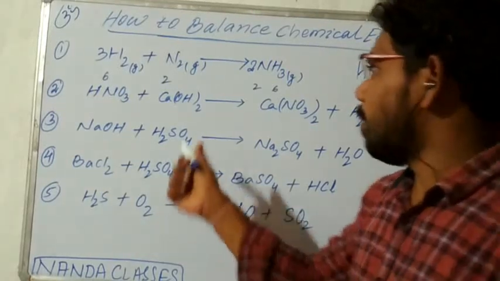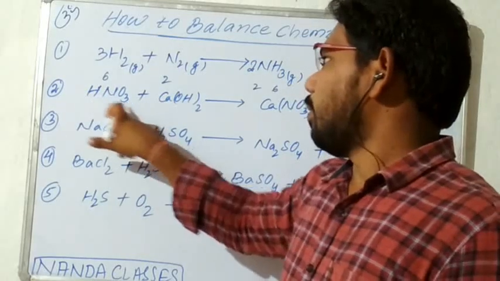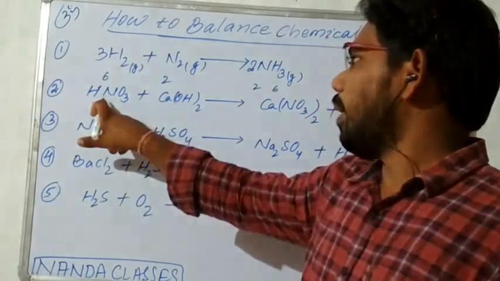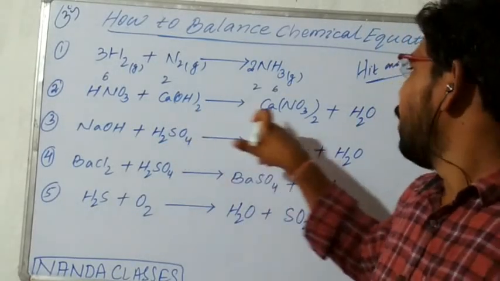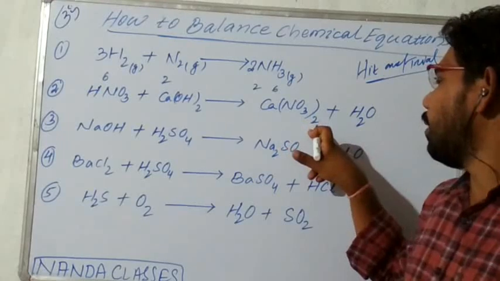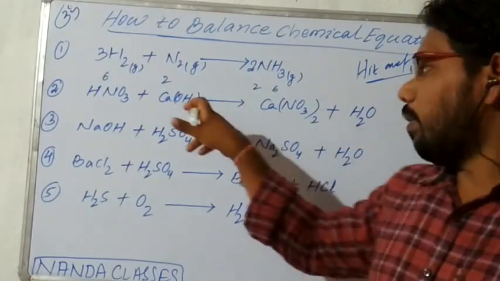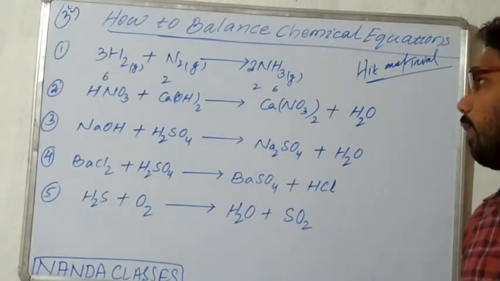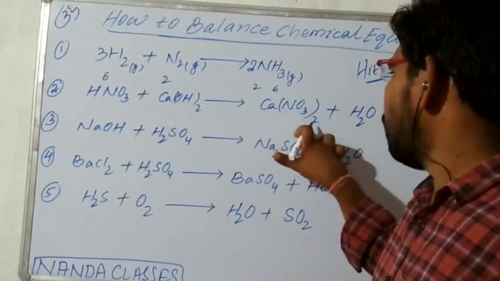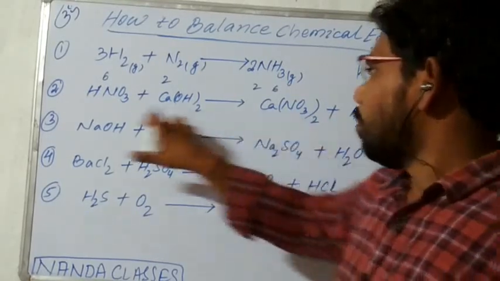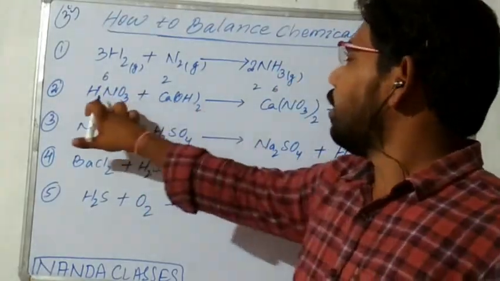Another example: HNO3, nitric acid, reacts with Ca(OH)2, calcium hydroxide, to form Ca(NO3)2, calcium nitrate, plus H2O. This is also an unbalanced equation. Then how can you balance this one? First you have to look at the nitrogens. The bracket means 2 nitrogen atoms are on the product side and 1 nitrogen on the reactant side. Hydrogen, this one 2 and this one 1.